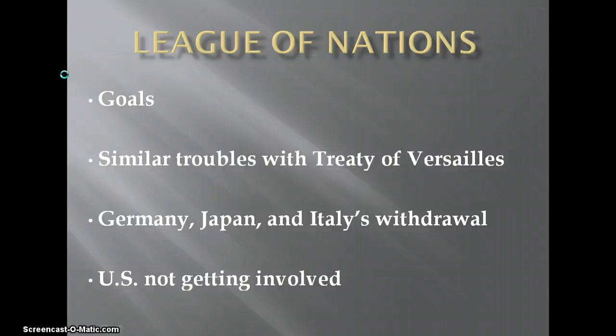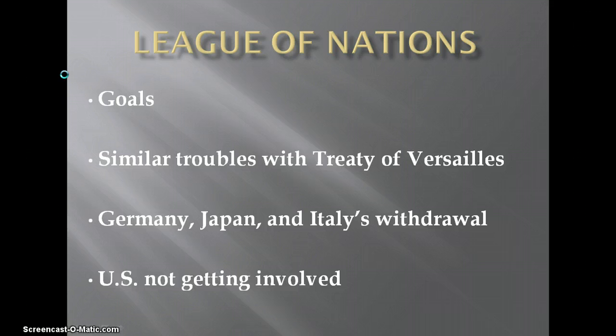The League of Nations was founded in 1919 and 1920. This would be the beginning of the United Nations that we have today. The goals of the League were to prevent war by using collective security, disarmament, and settling disputes with negotiation and arbitration. The League had similar troubles with the Treaty of Versailles in keeping countries demilitarized. The League was set out to design a disarmament plan.